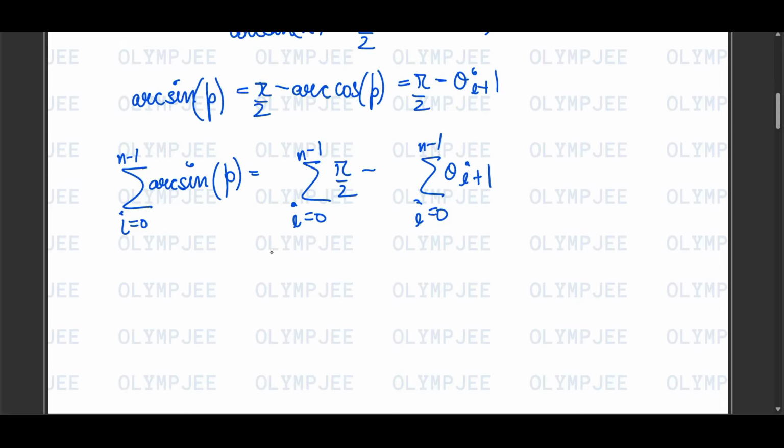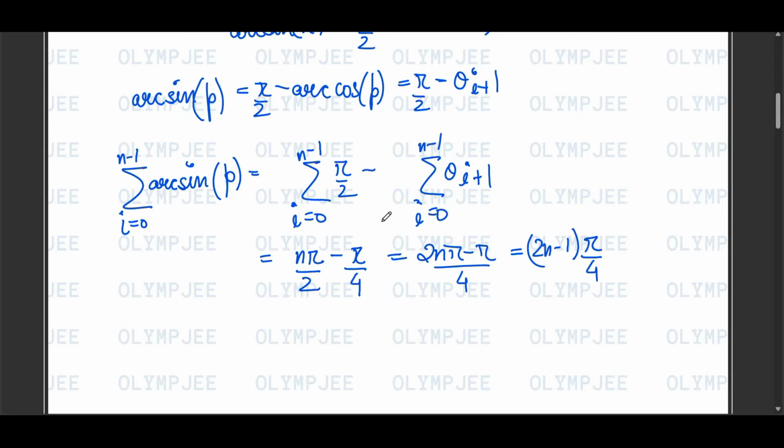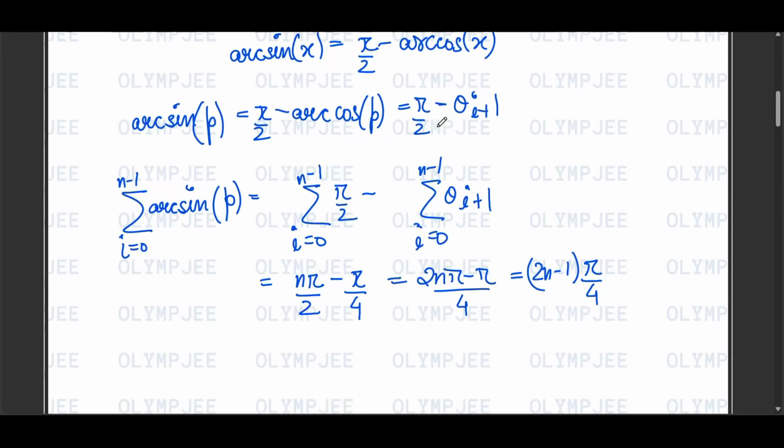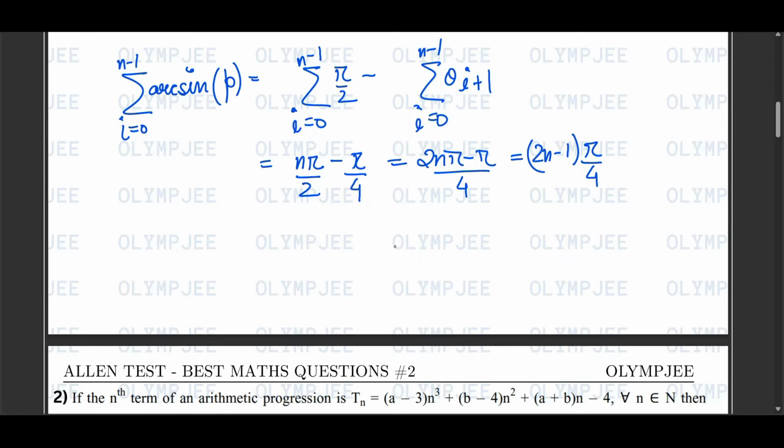From 0 to n minus 1 there are n terms, right? So this will be n pi by 2 minus what we already derived as pi by 4. So we will get, which is equal to (2n minus 1) pi by 4, right? And this was the expression in the question, which was given equal to (2n minus 1) pi by lambda. So comparing these two, we get lambda is equal to 4.